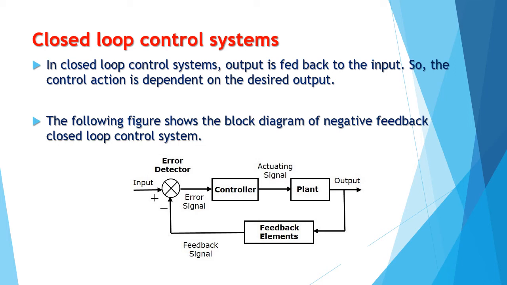So the controller produces an actuating signal which controls the plant. In this combination, the output of the control system is adjusted automatically until we get the desired response. Hence, the closed-loop control systems are also called the automatic control systems. Traffic lights control system having sensor at the input is an example of a closed-loop control system.